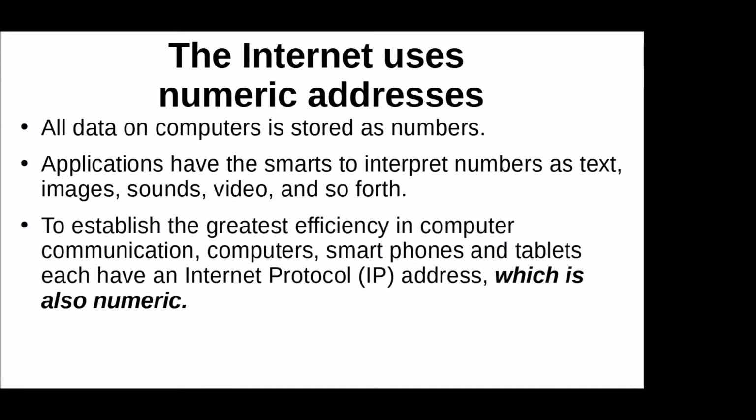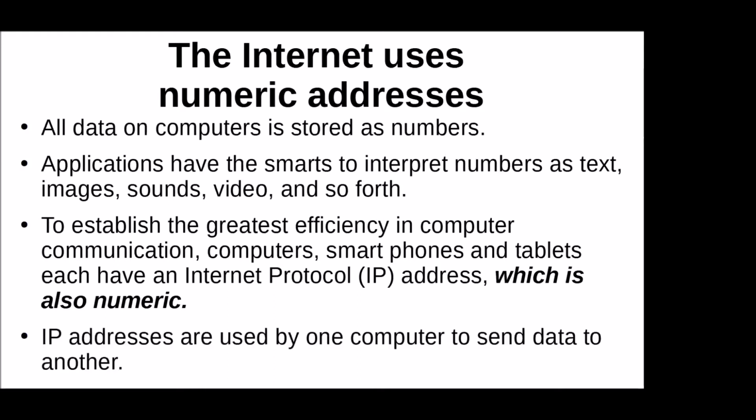To establish the greatest efficiency in computer communication, computers and smartphones and tablets each have their own address called an Internet Protocol address or IP address, and it is also numeric. This was designed in the very early days of computer communications. And in those days, nobody ever thought to give a name to a computer that could be understood by another computer. So instead, they gave each computer an IP address. IP addresses are used by one computer to send data to another. That's the shorthand for it. And that's what we're doing now through Zoom, although it's many computers, not just one.